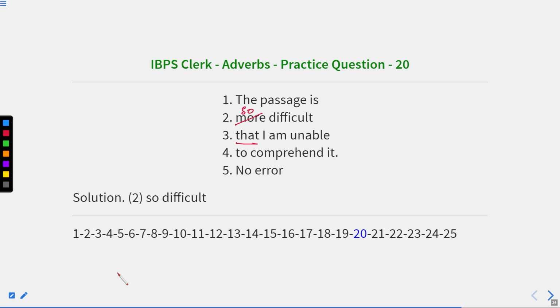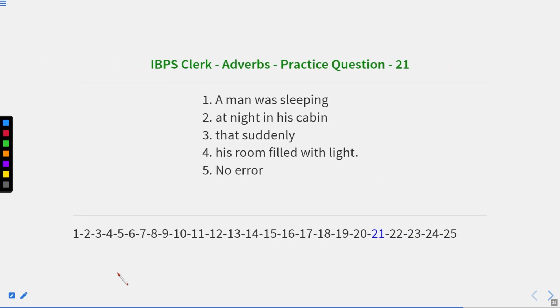So and that pattern, in case of so and that pattern, at the one part the cause is written and the another part the result or the effect is written. Now let us move to the next one. A man was sleeping at night in his cabin, that suddenly his room filled with light. So here a man was sleeping at night in his cabin. Now what happened at the same time? Suddenly his room filled with light. So it is that should replace with when. So our answer is 3, that when is an adverb which should replace the word that.